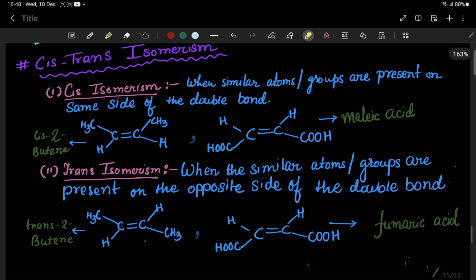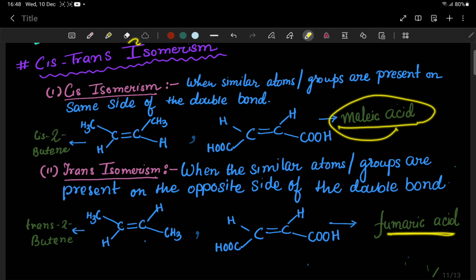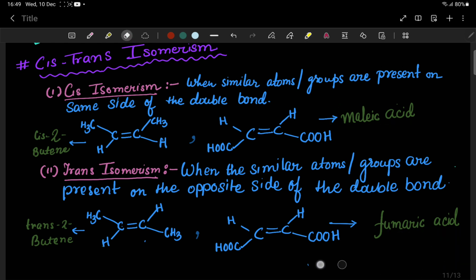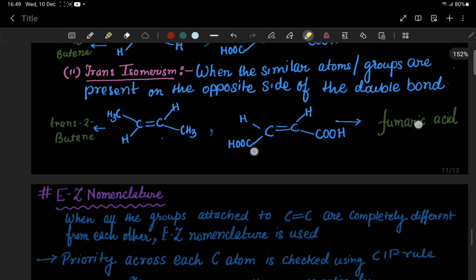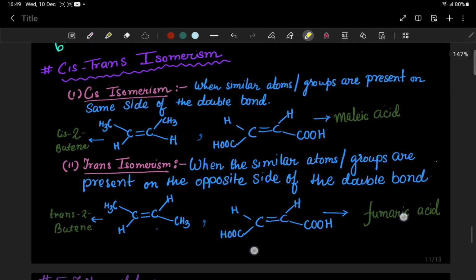What is trans isomerism? When similar atoms or groups are present on opposite sides of the double bond. See, here is the CH3 and here is the CH3. If I draw the linear plane, you can see one is above the plane and one is below the plane. So this is trans-2-butene. And when this acid is in the trans form, it is known as fumaric acid. I just said that when maleic acid is present in the trans form, it forms fumaric acid. Fine, we are done with cis-trans isomerism.